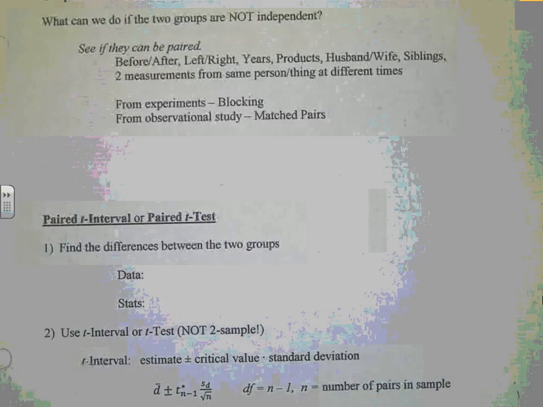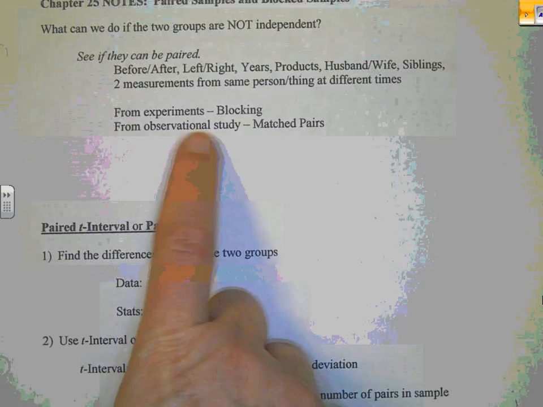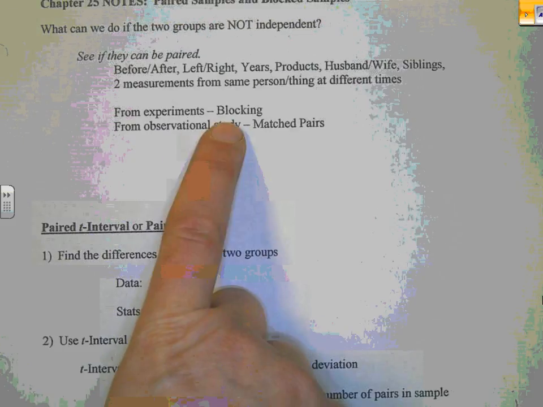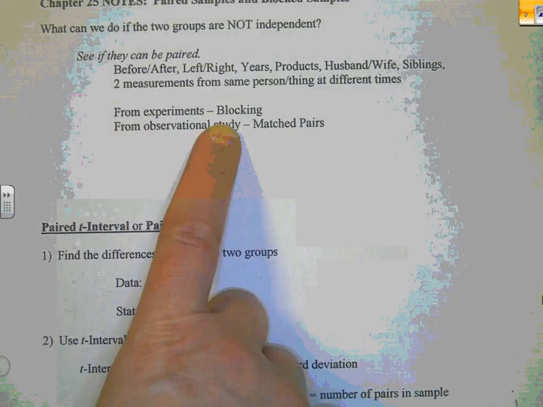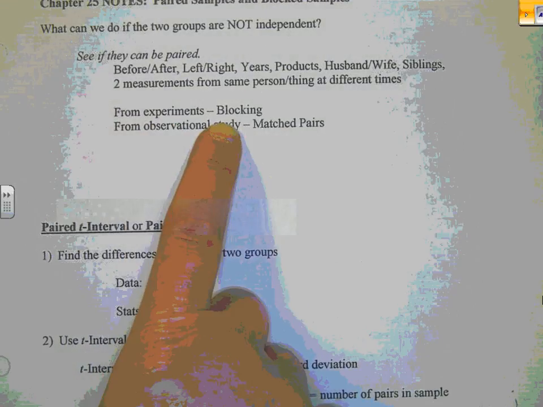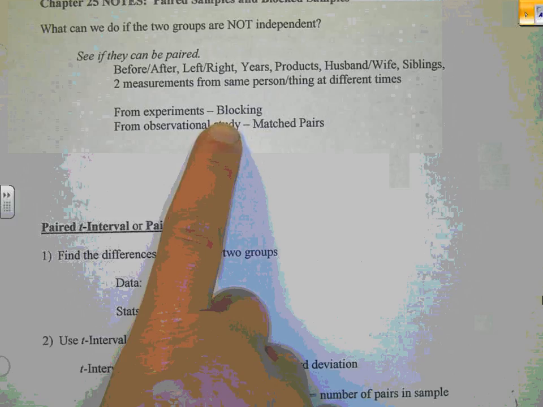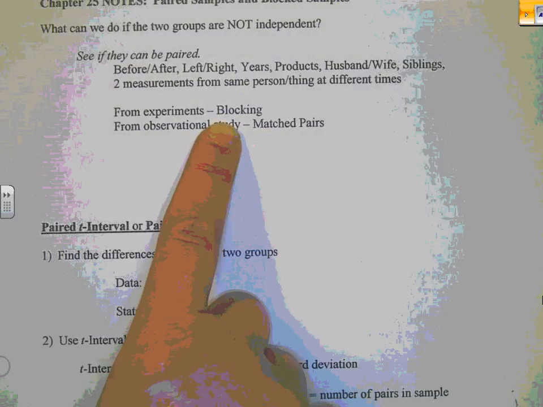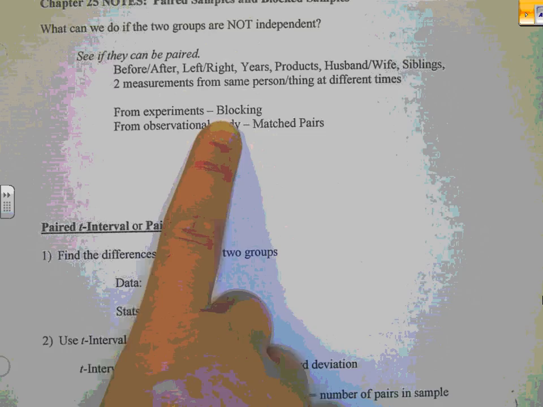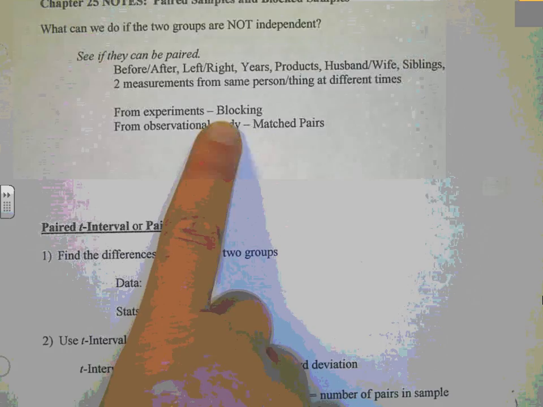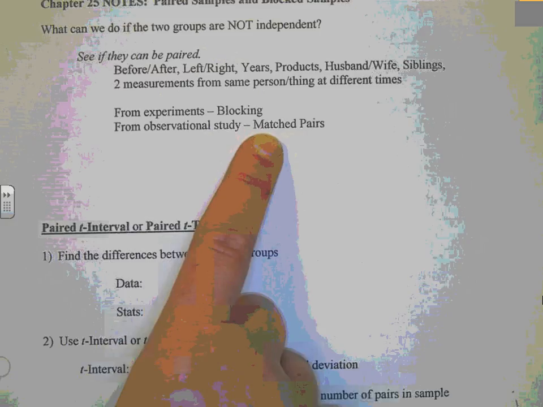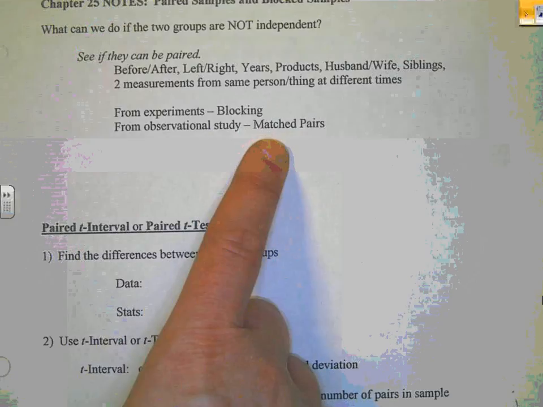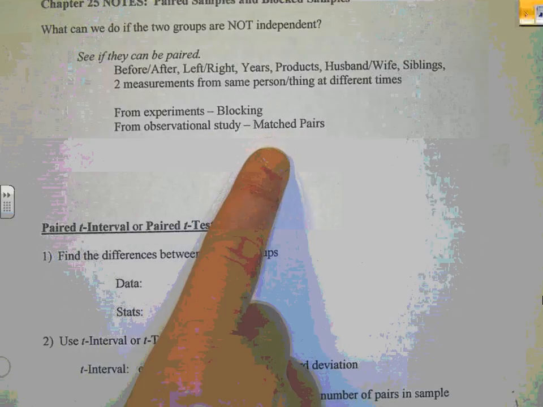Make sense? And it says this comes from blocking when you have experiments. Anyone remember what that term means? Blocking? Yeah, where you separate them into 2 groups. You separate them into groups, and then you do the same experiment on each group. It's basically you do the same experiment twice on 2 different groups. And then matched pairs. Surprise, a paired test comes from a matched pairs study.